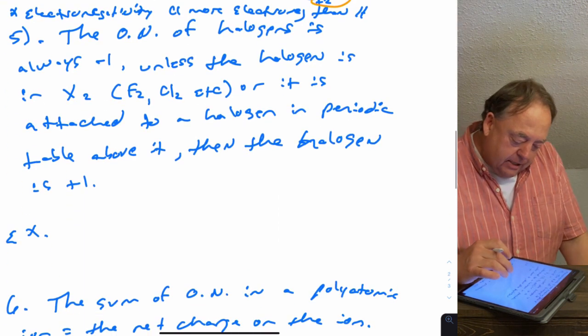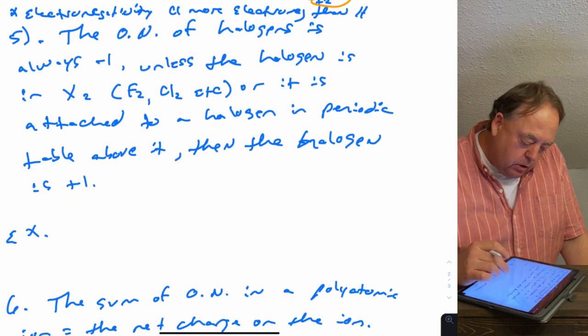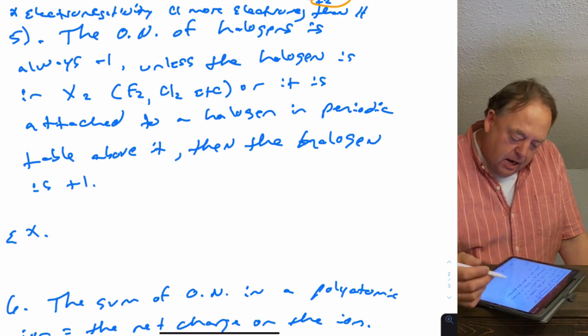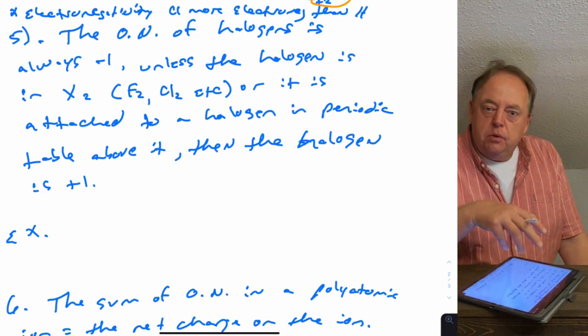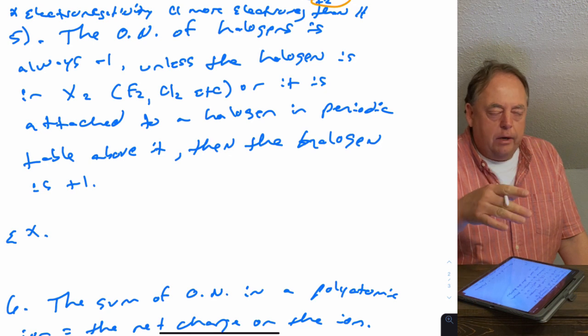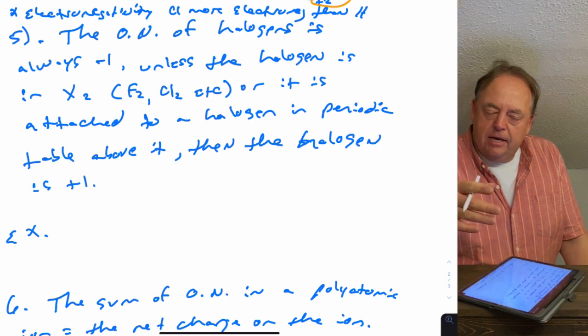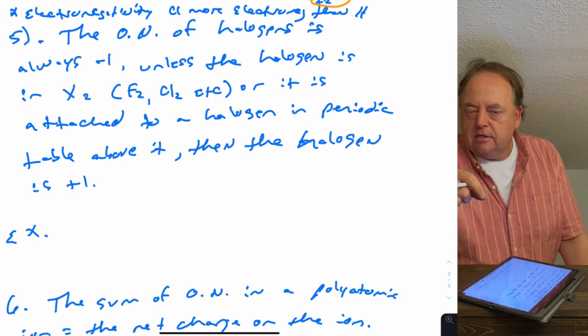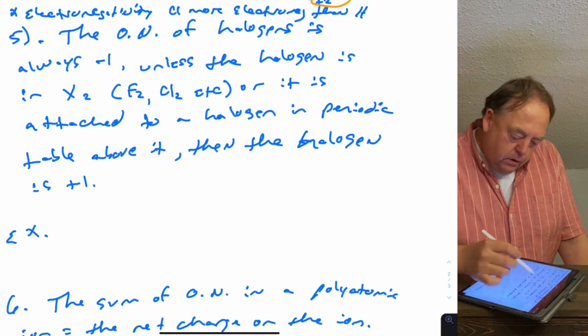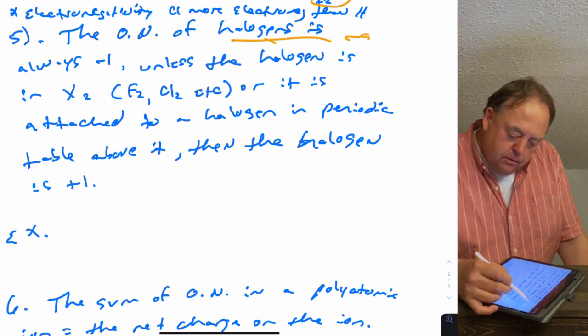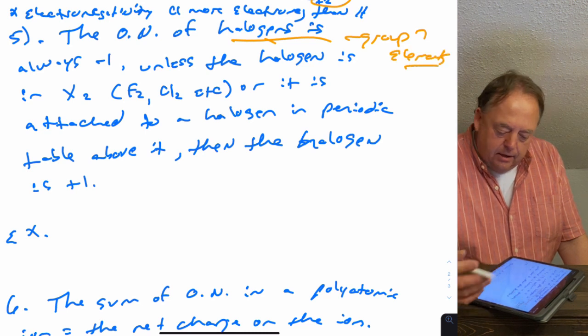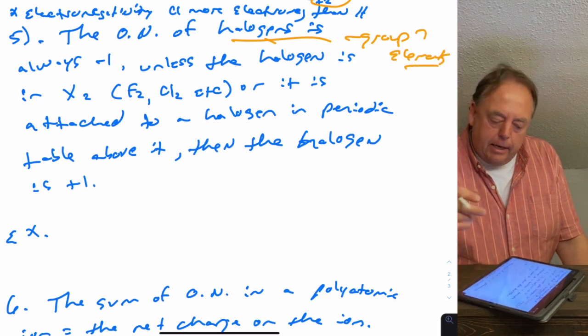Okay, the fifth rule applies to halogens. So halogens are always -1. That's something that you kind of already knew, right? Because fluorine gains 1 electron, it looks like neon. If chlorine gains 1 electron, it looks like argon. Right, the halogens are group 7. They like to gain 1 electron to look like the noble gas.